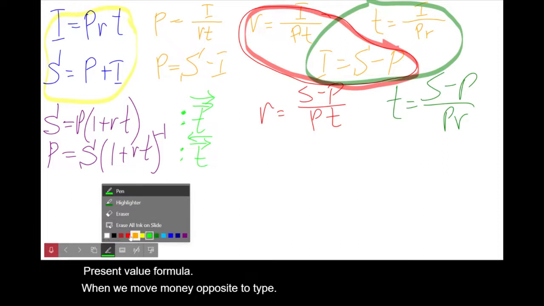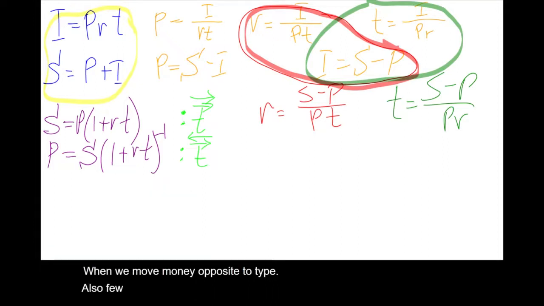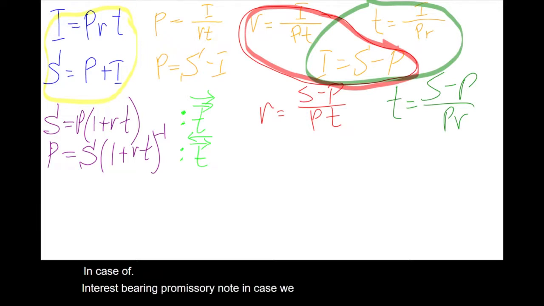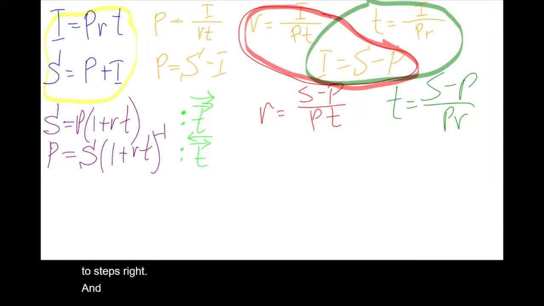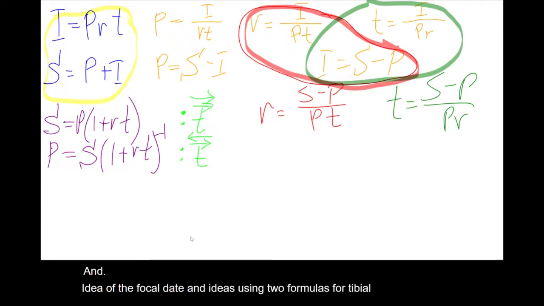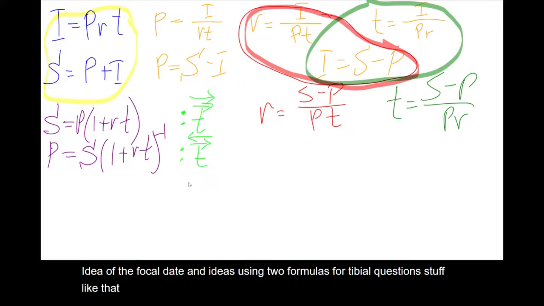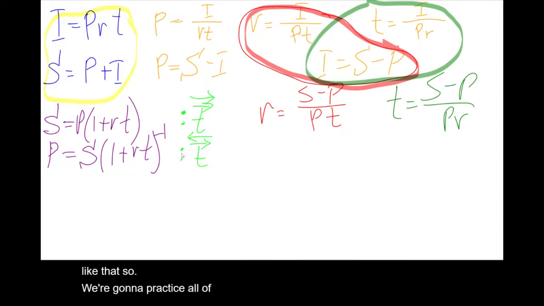Also, a few techniques. For instance, in case of an interest-bearing promissory note, in case we sell it prematurely, we require two steps, right? And the idea of the focal date, and ideas using two formulas for T-bill questions, stuff like that. So we're going to practice all of it during our review.